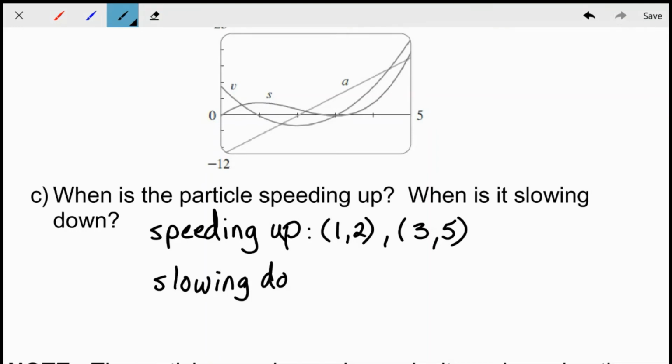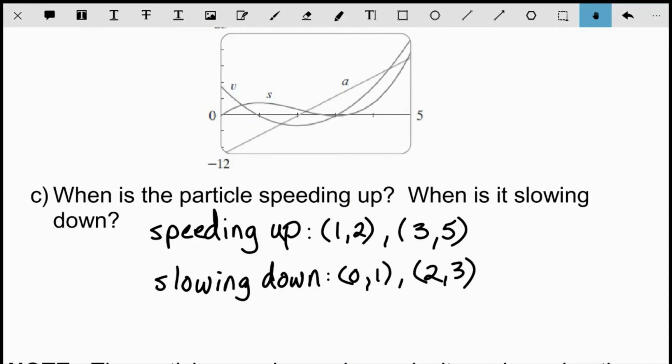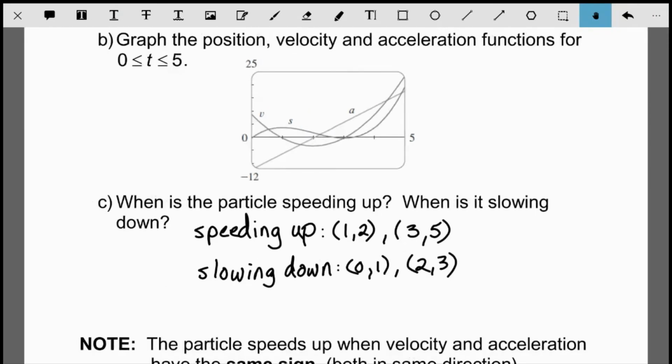Okay, so we're going to slow down when our velocity is moving towards 0. So from time 0 to time 1. And then also, if I look at my velocity graph, once I pass time 2, from time 2 to time 3, the velocity is moving towards 0. Okay, so that's one way that you can figure out speeding up and slowing down, is just by looking at the velocity, whether the velocity is getting further from 0 or closer to 0.